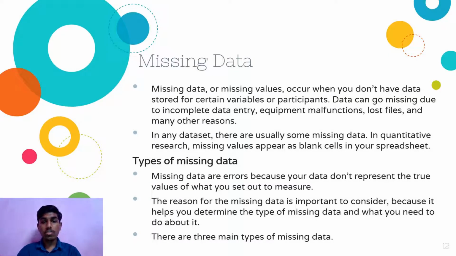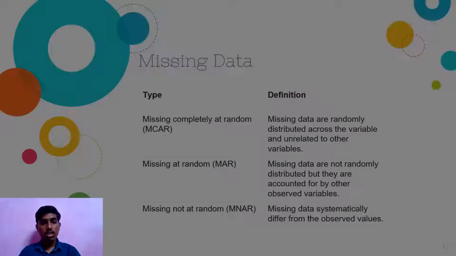So, second one, missing data. Missing data or missing values occur when you don't have data stored for certain variables or participants. Data can go missing due to incomplete data entry, equipment malfunctions, lost files, and many other reasons. Types of missing data. Missing data are errors because your data don't represent the true values of what you set out to measure.